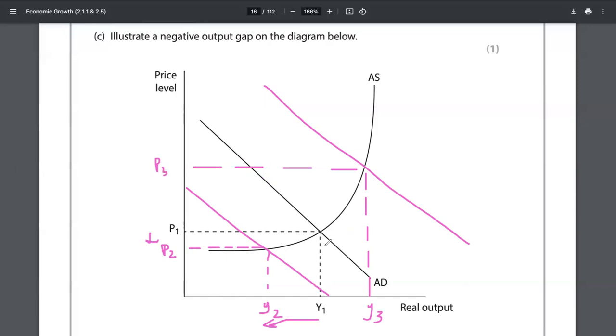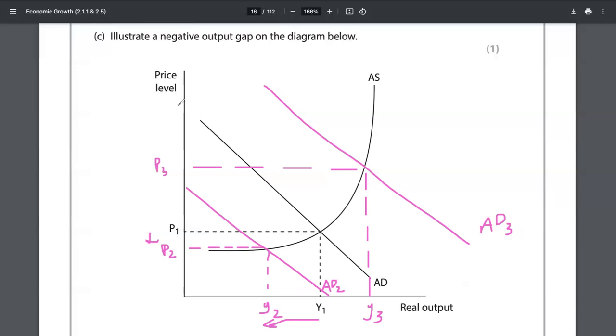So which scenario would be a negative output gap? Would it be AD2 or would it be AD3? Which one of these would be a negative output gap? Would it be AD2 or AD3? Real output. So is a negative output gap when actual growth... Wait, it's going to be AD2.